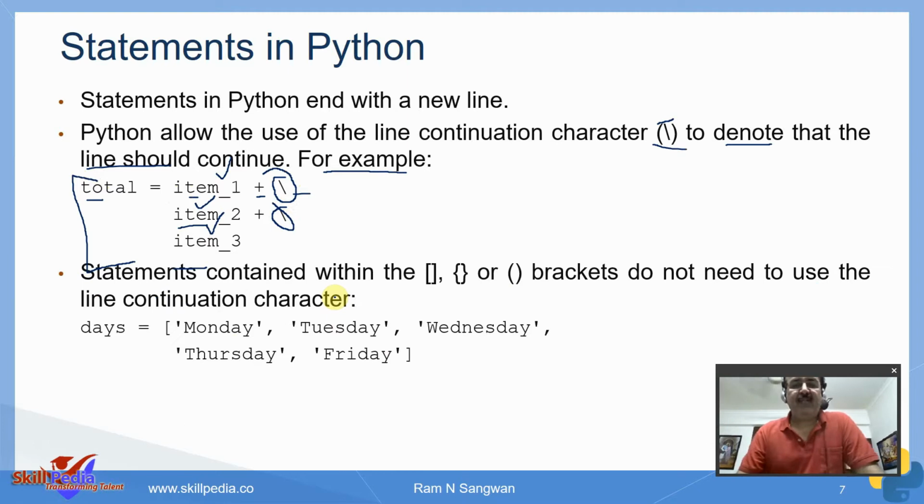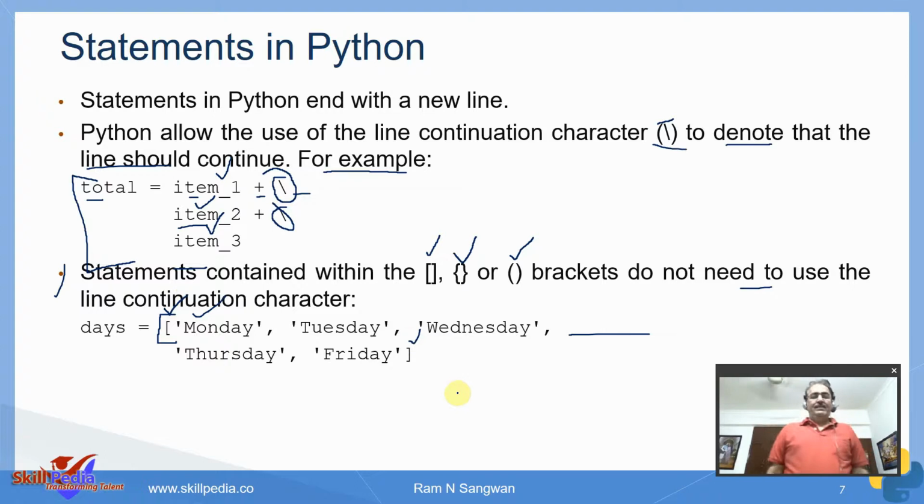Statements contained within square brackets, curly brackets or parentheses do not need the line continuation character, which means when you are putting multiple elements in a list, for example Monday, Tuesday, Wednesday, Thursday, Friday, you can continue the line without using the line continuation character. Because you are starting the list with a square bracket, it must be closed with a square bracket, so you can continue across multiple lines.